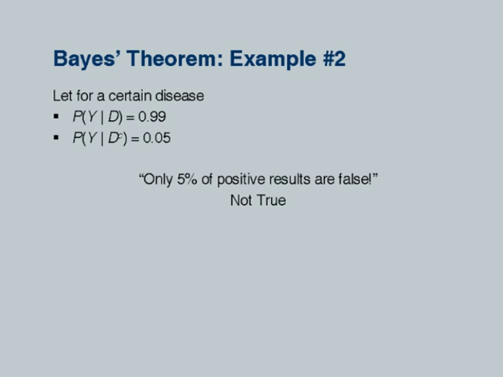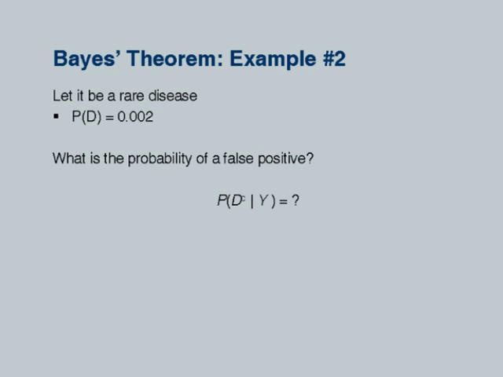Okay. But if we do a proper calculation based on Bayes' theorem, we will see that this is not really the case. For an example, we take the case of a rare disease where only 0.2% of people are found to have that disease. Okay. So, the probability of having that disease for any person is only 0.002, and you are trying to find out the probability of having a false positive result. And by false positive, we mean that the test had said yes, but the patient does not have that disease. Okay. So, probability of DC, no disease, given Y.